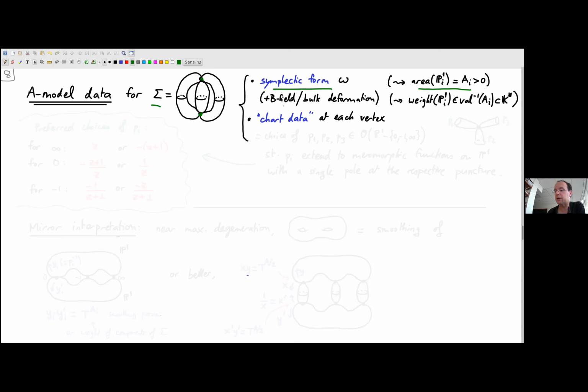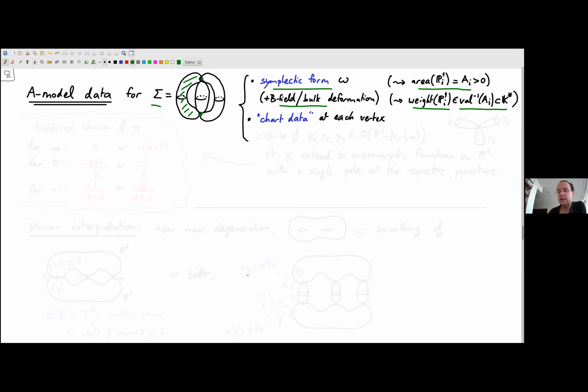This may also carry a B field or a bulk deformation, which means the weight that I would assign to this rational curve would not be just, say, q to the AI, but could be some other element of valuation AI in my field. And then I'm going to have something I call chart data at each vertex. So what is the chart data?